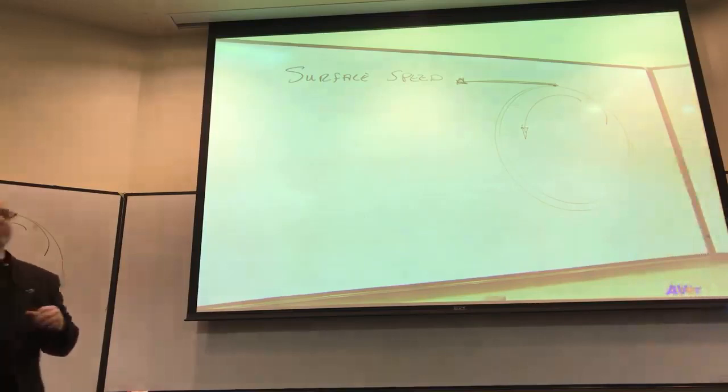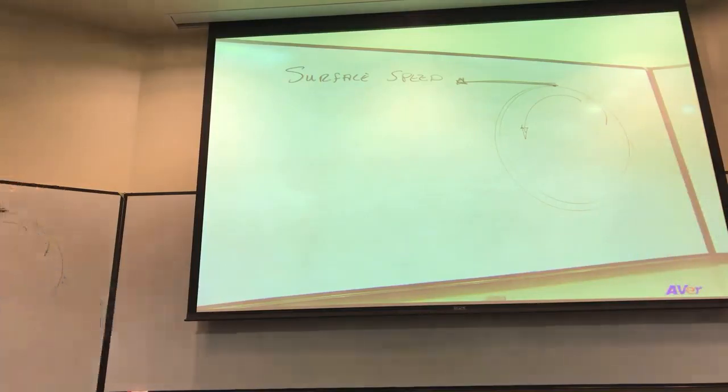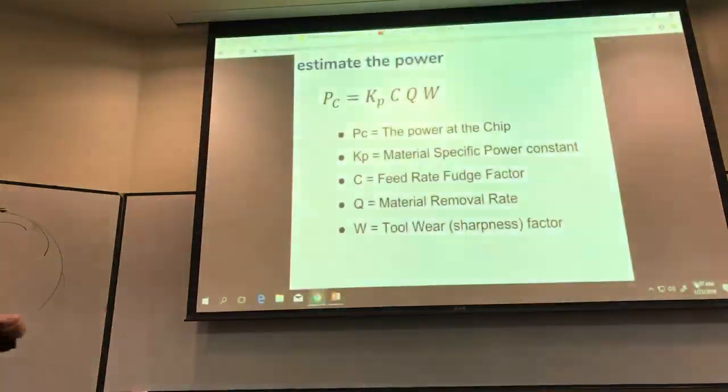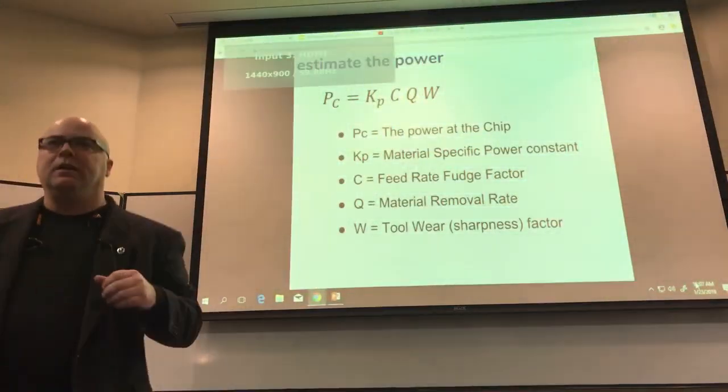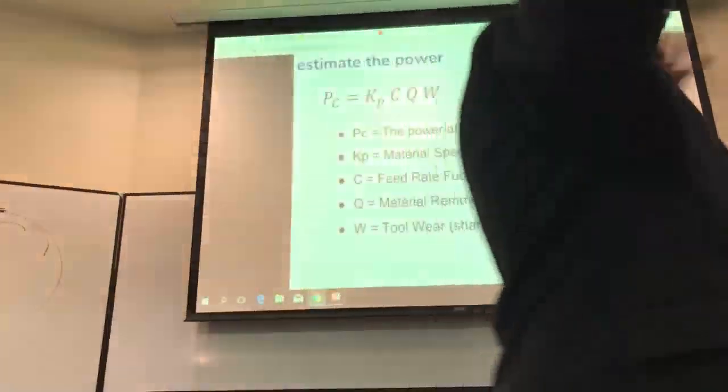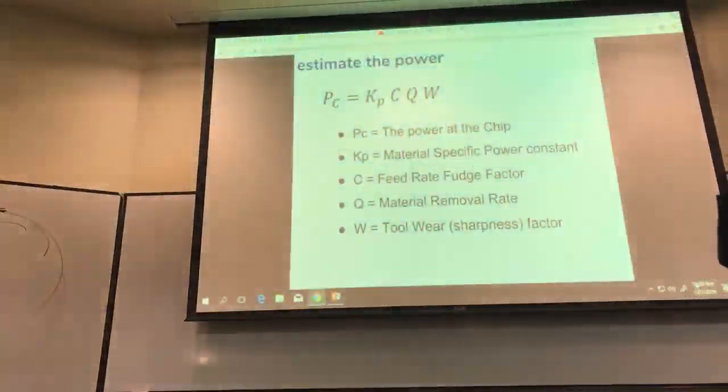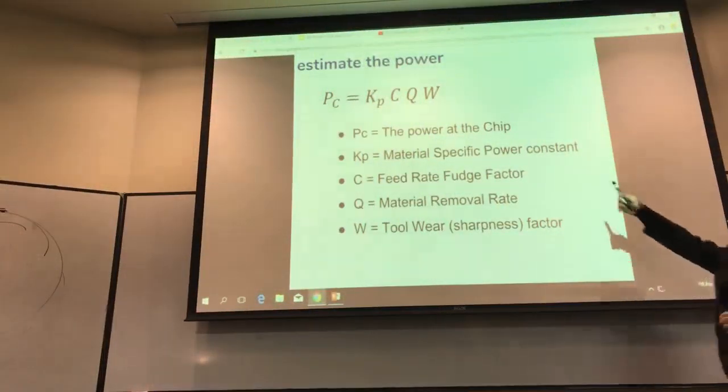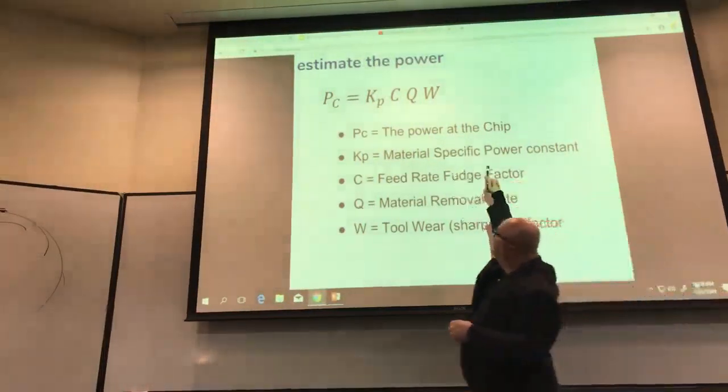Power, all right, so we can estimate power, right? You need this one, though, now. PC. So we can estimate the power. We estimate the power based on some material-specific power constant, right? So a specific energy for cutting for this material.